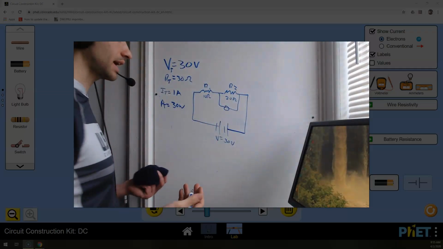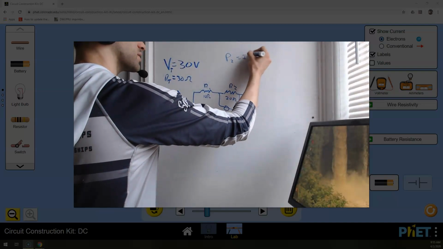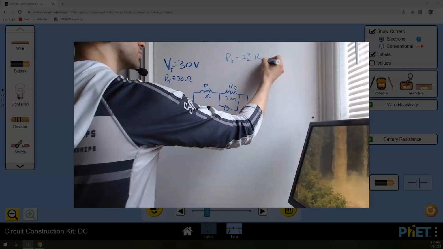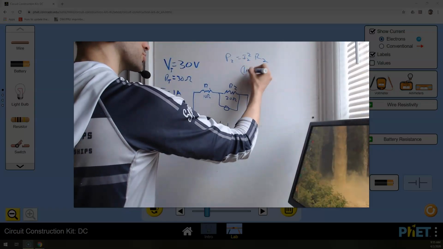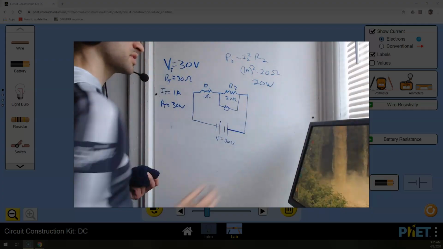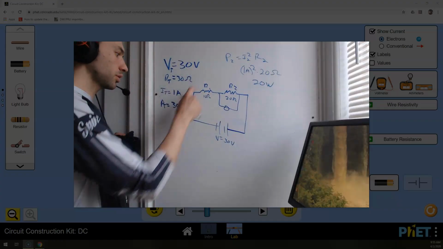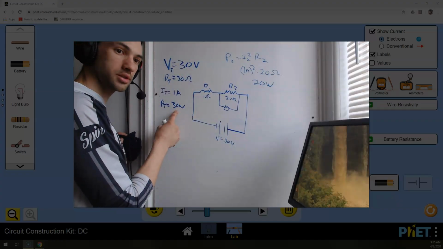So again, I have more than one way to solve it. Let's do power 2 equals I²R2. So I know 1 amp squared times 20 ohms. And what do you know? It's got 20 watts. If this one has 20 watts, I bet that one has 10 watts because the total has to add up to 30 watts.